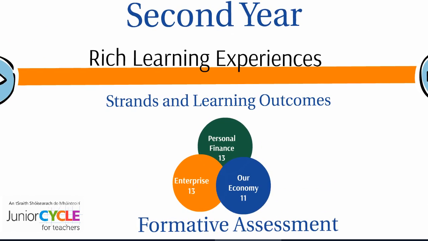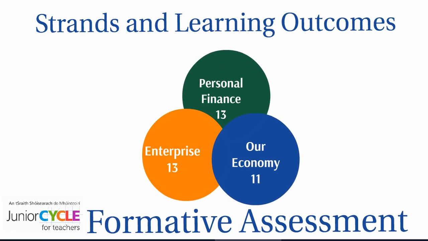The junior cycle learning journey continues into second year, which builds upon the learning that took place in first year and further deepens the rich learning experiences for students. Again, formative assessment is a vital part of student learning throughout the 3 years. Like first year, in second year, the learning experiences are rooted across the 3 interwoven strands: personal finance, enterprise, and our economy, with the balance of learning across the 3 strands. Students will build on and deepen their engagement with learning outcomes throughout the 3 years of junior cycle.